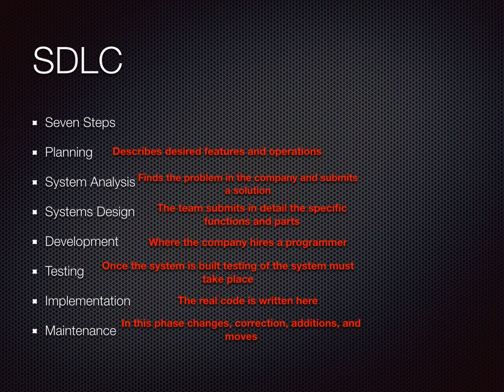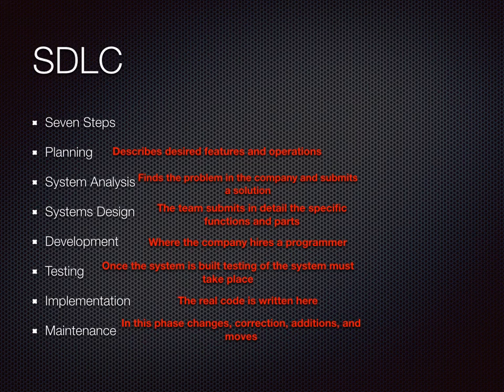There are 7 steps for the system development lifecycle. First step, planning, describes desired features and operations. Second step, system analysis, finds a problem in the company and submits a solution. Third step, system design. The team submits in detail the specific function and parts. Next step, development, where the company hires a programmer.